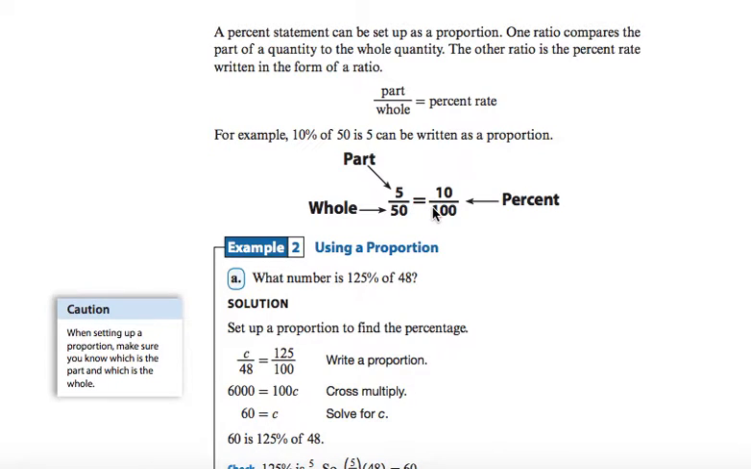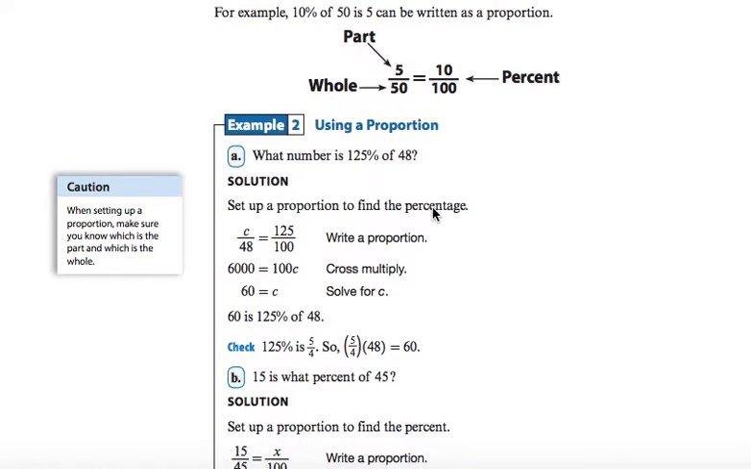Example 2, using a proportion. What number is 125% of 48? Well, we set up the proportion to find the percentage. We don't know the number in comparison to 48, but we do know that 125 is compared to 100 as our 125%. Anything written over 100 can be the fraction form of a percentage, so 125 over 100 is 125%.